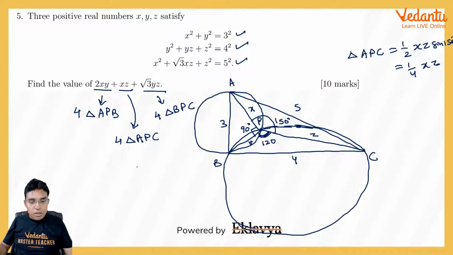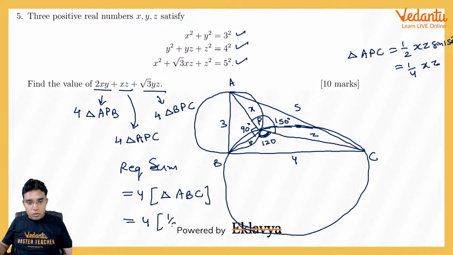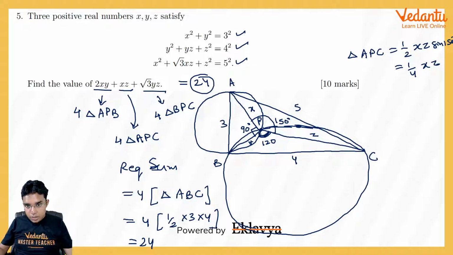So this required sum is actually equal to 4 times the sum of these 3 triangles, which will be equal to the area of triangle ABC. And we can write the area of the triangle directly as 1 by 2 into 3 into 4, that is 6. 6 into 4 is 24. So the answer for this question will be 24. I think it is a tricky question, but if you can think of the cosine rule and Pythagoras theorem, it becomes easy. But I will say from an exam point of view, it is not easy at all.